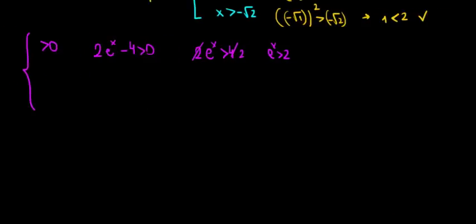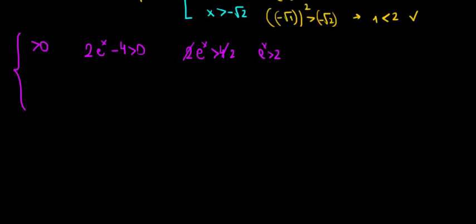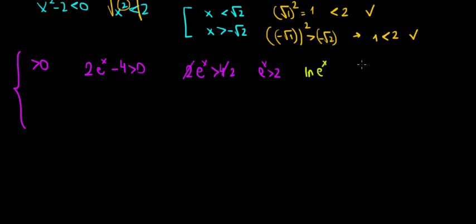And when e to the power of x is greater than 2, how do we deal with these situations? Remember, because we have e to the power of x, we can take ln of both sides. So that means that ln of e to the power of x is greater than ln of 2. And what happens to ln of e to the power of x? Well, that is just x. So x should be greater than ln of 2. That's one range. That's just for the first part, when it is greater than 0.